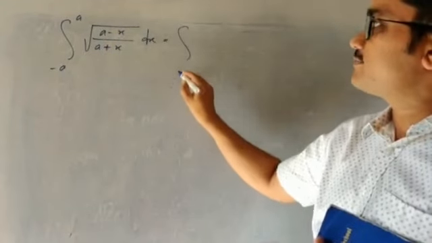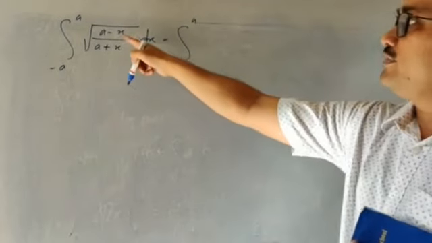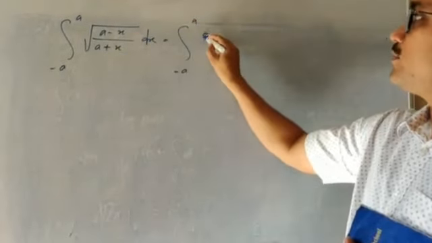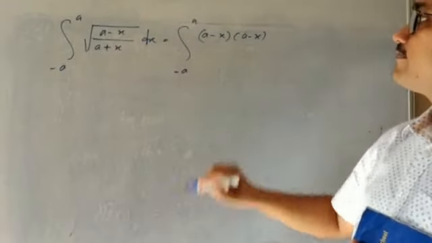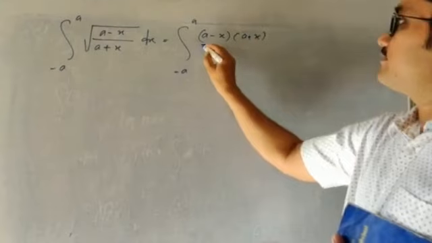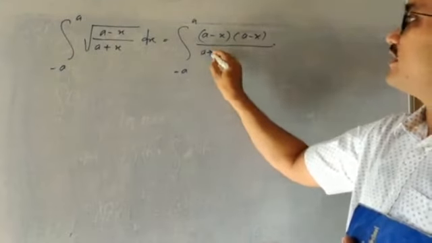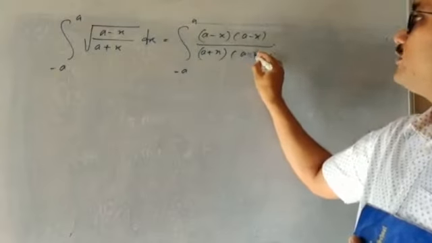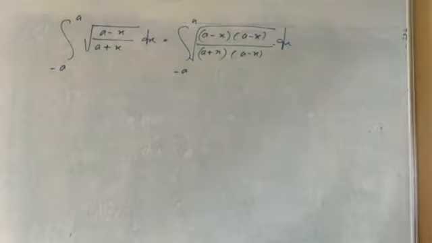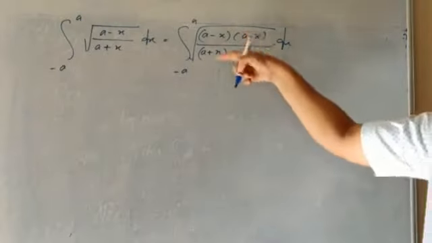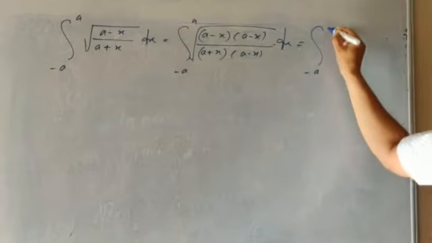We can write this as integration from minus a to a. Now if I have to remove the root, obviously I have to multiply by the same quantity. So it is a minus x into a minus x, and in the denominator there is a plus x into a minus x. So what I have done is I have multiplied and divided by the same quantity.